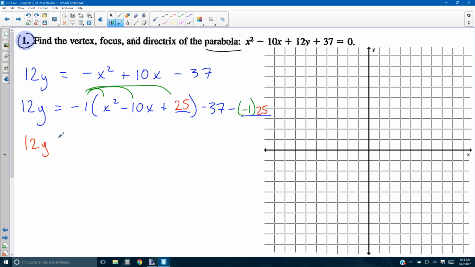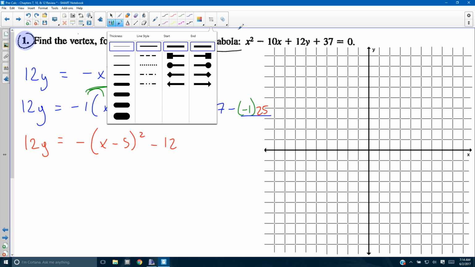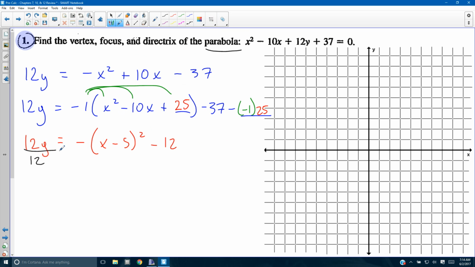So 12y equals, there's a negative outside. This factors down to x minus 5 quantity squared, and this is a negative 37 plus 25. Negative 37 plus 25 is negative 12. So this becomes negative 12, and that's good because I'm dividing by 12 here in the end, and this gives me an integer y value for the vertex.